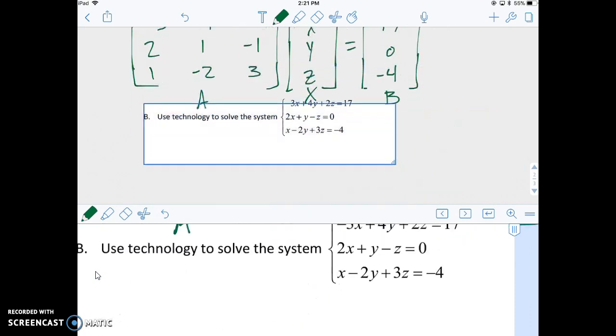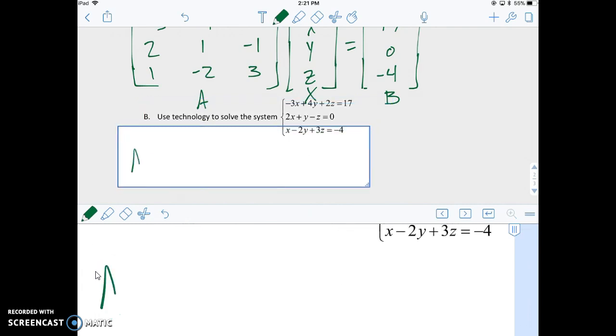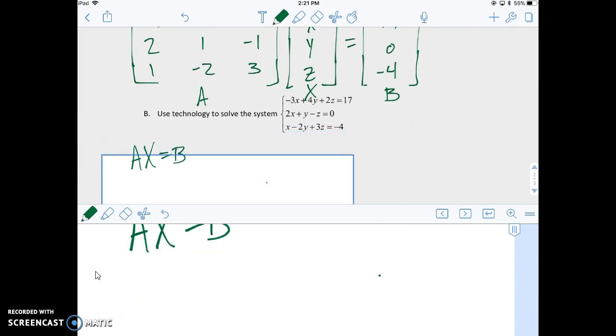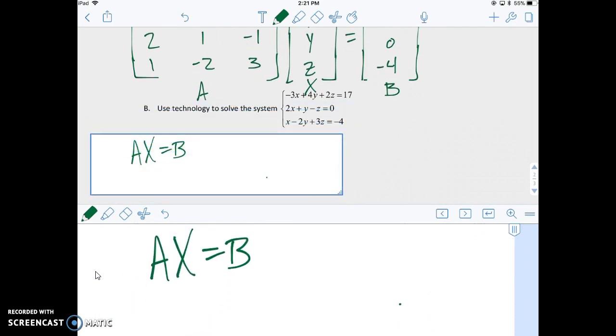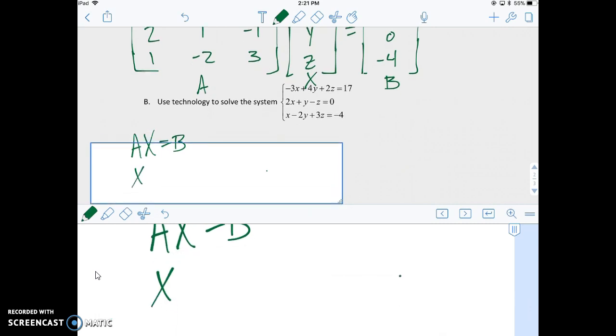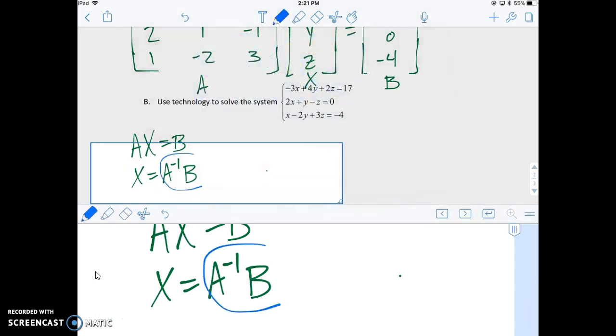Right, so in part B, it wants us to use technology to solve the system. So if we set up our matrix equation AX equals B, we need to multiply by A inverse on both sides to get the X matrix, the variable matrix, by itself. So we'll make sure it is on the left. That is important. Right multiplication will be something different. Right, so X equals A inverse B. So this right here, A inverse B, is what we want to plug into Desmos.